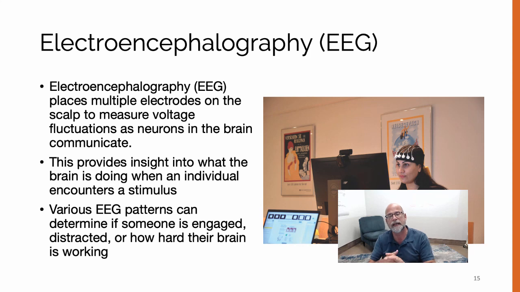Here's another example: electroencephalography, or EEG. In this case, as you can see in this picture, you place multiple electrodes on the scalp, and those are used to measure fluctuations as neurons in the brain communicate with each other. This helps us provide some information about when an individual encounters a stimulus and what kind and how much mental activity is going on when people are using this.